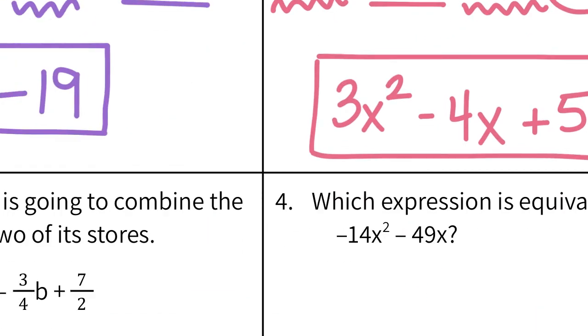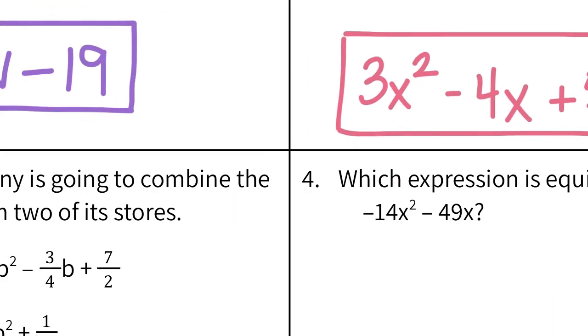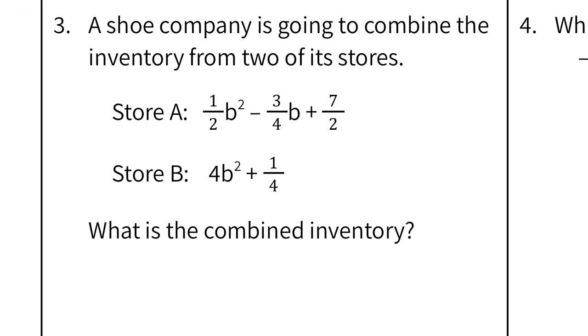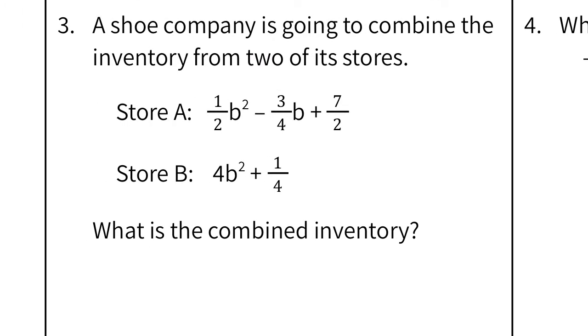Okay, let's look at our next one. This one is a word problem. It says a shoe company is going to combine the inventory from two of its stores. So we have store A and store B. What is a combined inventory? If they're asking you to combine, what do you think we should do with those two polynomials? We're going to add. If we're combining, we're adding them together.